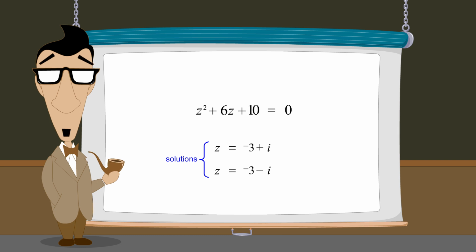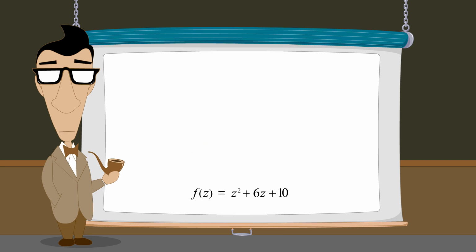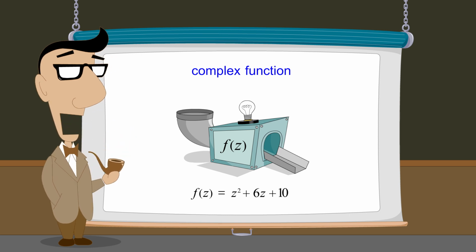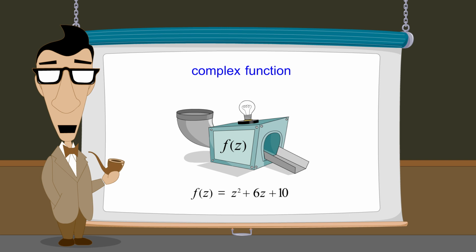This tells us a little about this complex function. Although we don't know much else about the characteristics of this function, we do know that the input values negative 3 plus i and negative 3 minus i produce an output value of 0. Since these are the only two solutions to this equation, we also know that all other input values must produce output values that are not 0.